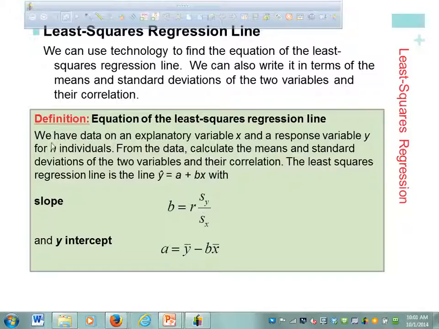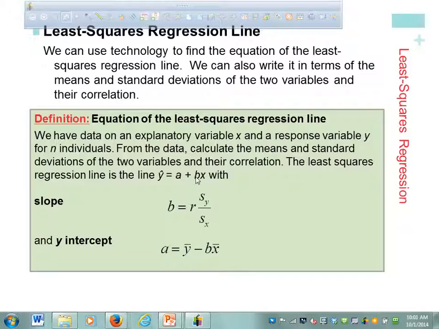Okay? And so we have the data on the explanatory variable x and response variable y for n individuals. From the data, calculate the means and the standard deviations of the two variables and their correlation. The least squares regression line is the line y hat equals a, which is the what? The y-intercept, plus b, which is the slope, times x.